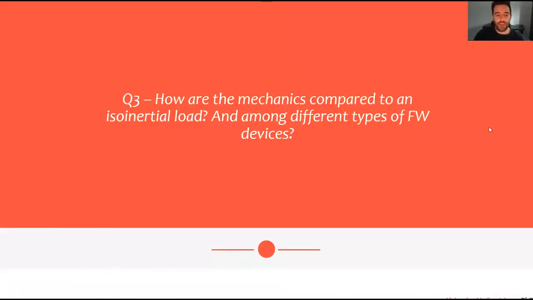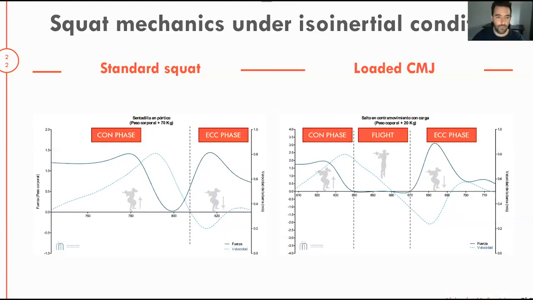So the third question is, how are the mechanics compared to an isoinertial load? And among different types of devices, how are those different? In my opinion, this is one of the first questions that any strength and conditioning coach or anyone who will be using this technology should ask himself or herself before using the device. Why? Because the way the mechanics are produced along the range determines the effects of the training.